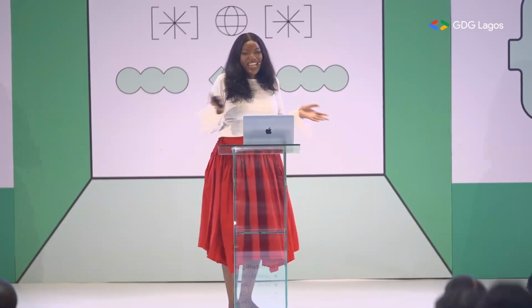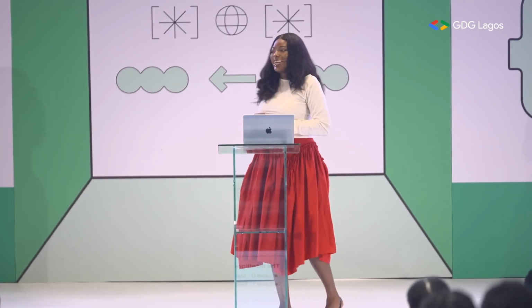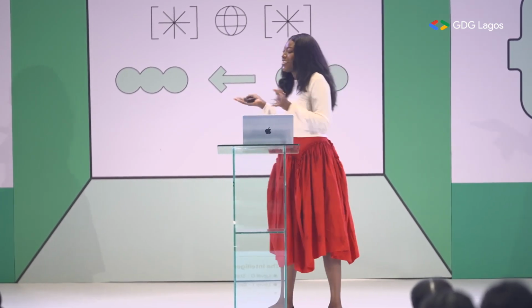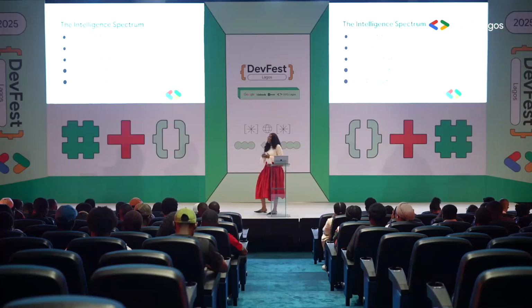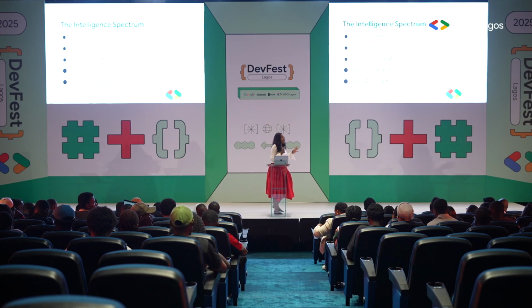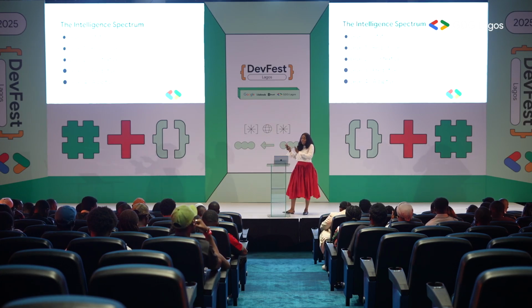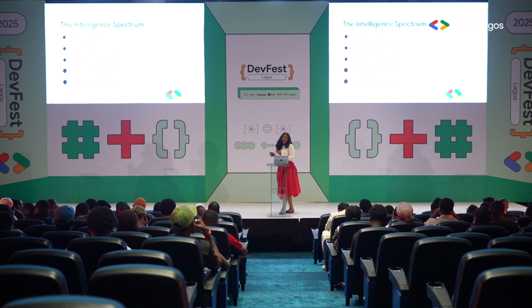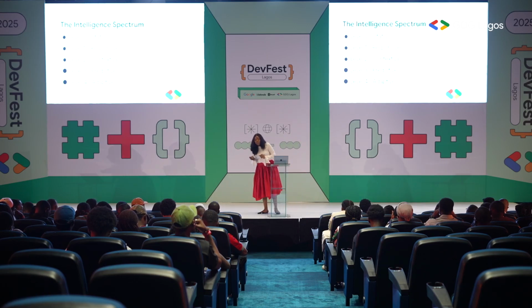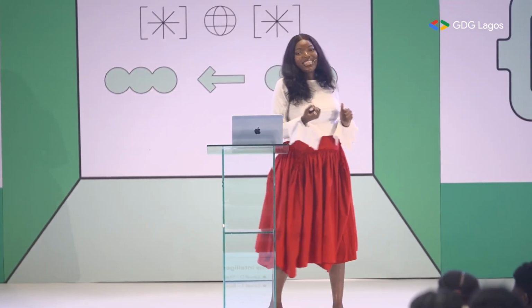So let's go through Dami's intelligence spectrum. Level 0 starts with something I like to call static experiences. Like the name implies, nothing moves, nothing changes. That experience is basically the same for every single person that uses that product. A good example of this is a landing page.